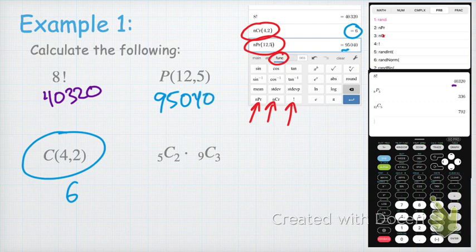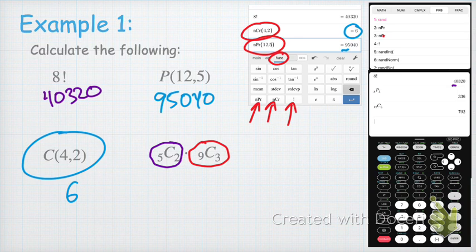And a lot of times these don't come isolated, but they're combined with other calculations as well. So, for instance, if I have this is out of 5, choose 2, and this is out of 9, choose 3, and we need to find each of these numbers separately and then multiply them together. So I'm going to use my calculator for that in a moment.